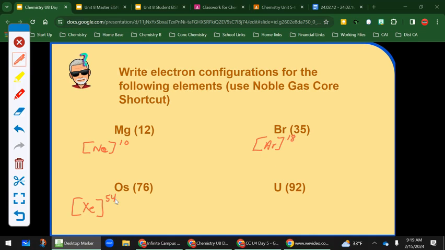Please remember, you always have a number in front of a letter, S, P, D, or F. There's always a number in front. Okay? Always a number in front.